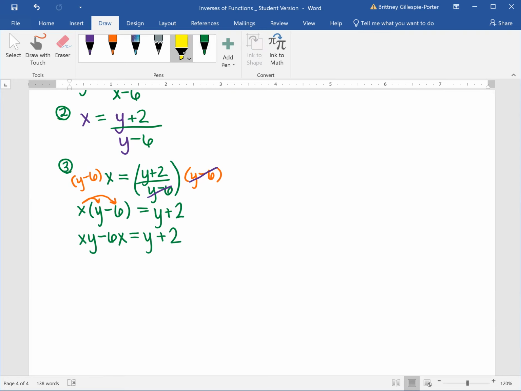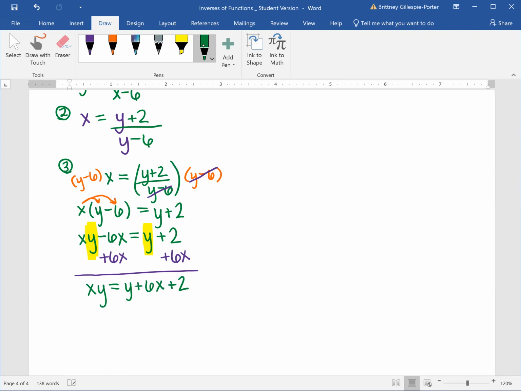Remember, we are trying to solve for y, but right now y shows up on both sides of our equation, so we need to do a little bit of work. I'm going to add 6x to both sides because I know I need to get all my y's on one side, all of my x's and numbers on the other. So I have xy is equal to y plus 6x plus 2.